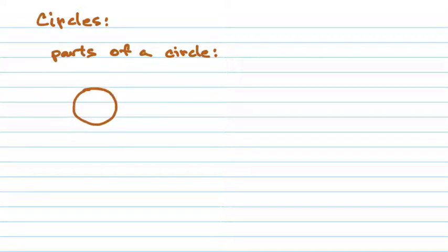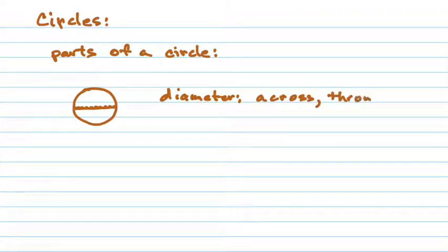If I have a circle, and that dot is the center of the circle, okay? If I make a line that goes all the way across through the center of the circle, what is that line called? The diameter, okay? The diameter is a line across, but again, it has to be through the what? Through the center. It can't be off to one side. It has to be through the center, okay?